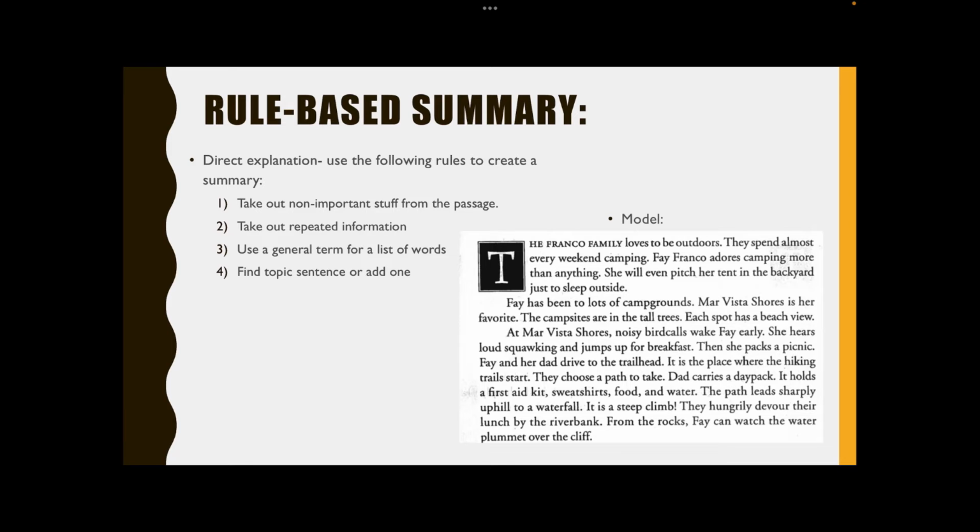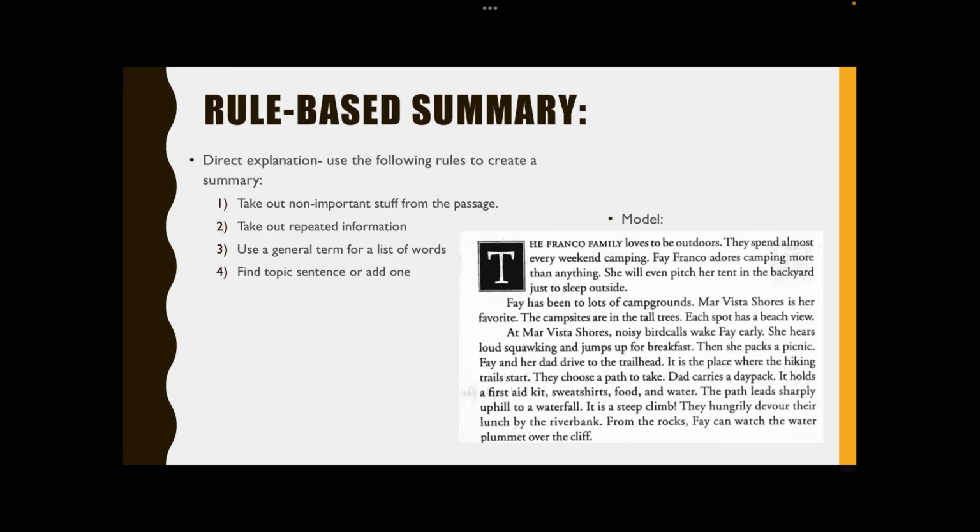Faye and her dad drive to the trailhead. It is the place where the hiking trail starts. They choose a path to take. Dad carries the day pack. It holds a first aid kit, sweatshirts, food, and water. The path leads sharply uphill to a waterfall. It is a steep climb. They hungrily devour their lunch by the riverbank. From the rocks, they can watch the water plummet over the cliff.